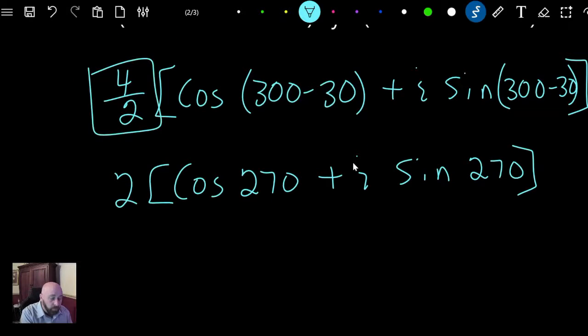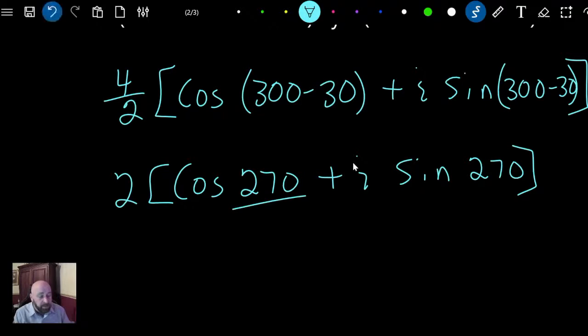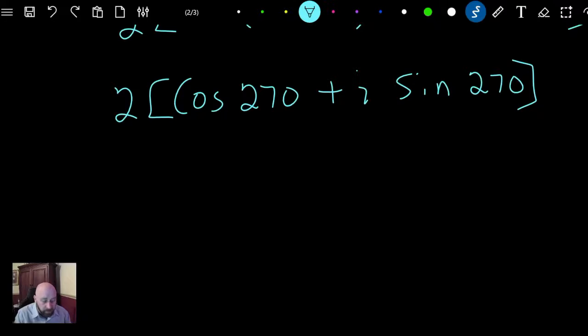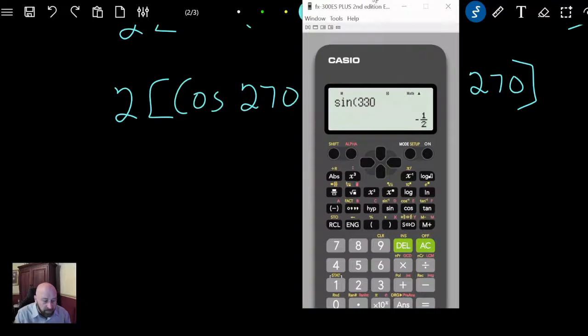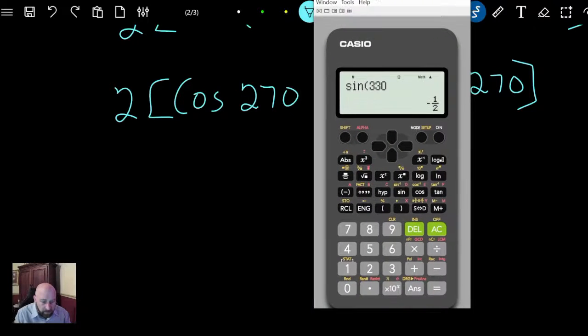We divided 4 by 2. And that's where our 2 came from, that was a division, not a multiplication. On the first one, remember when we multiplied, it became 8. This one we divided, it became 2. 270 is our number. So we're going to go to our calculator and find the cosine of 270. So clear that out.